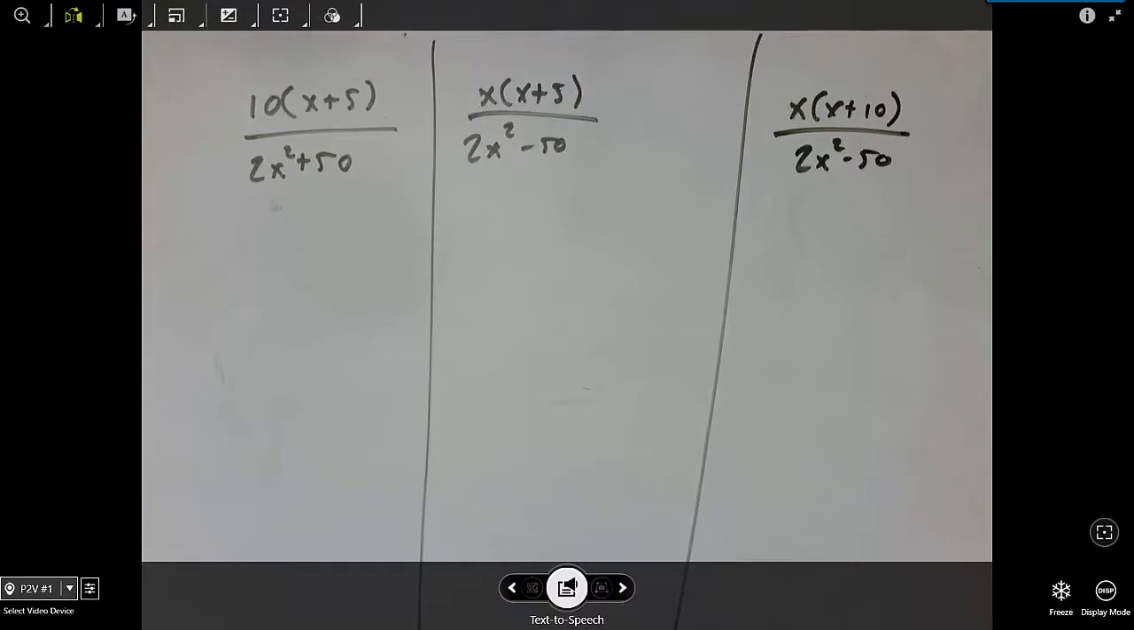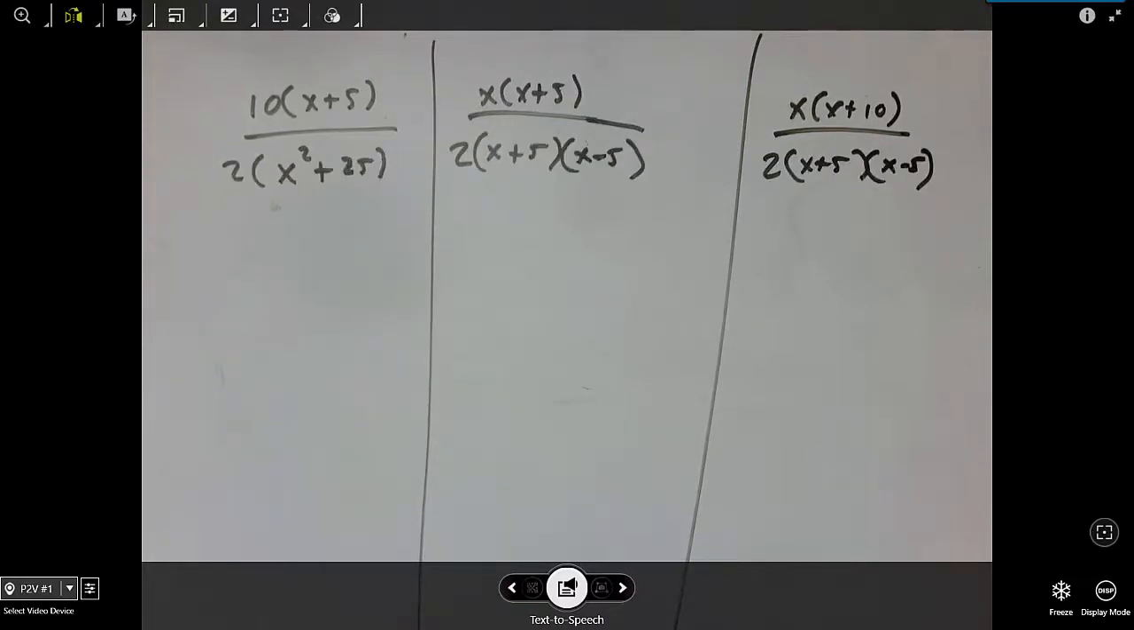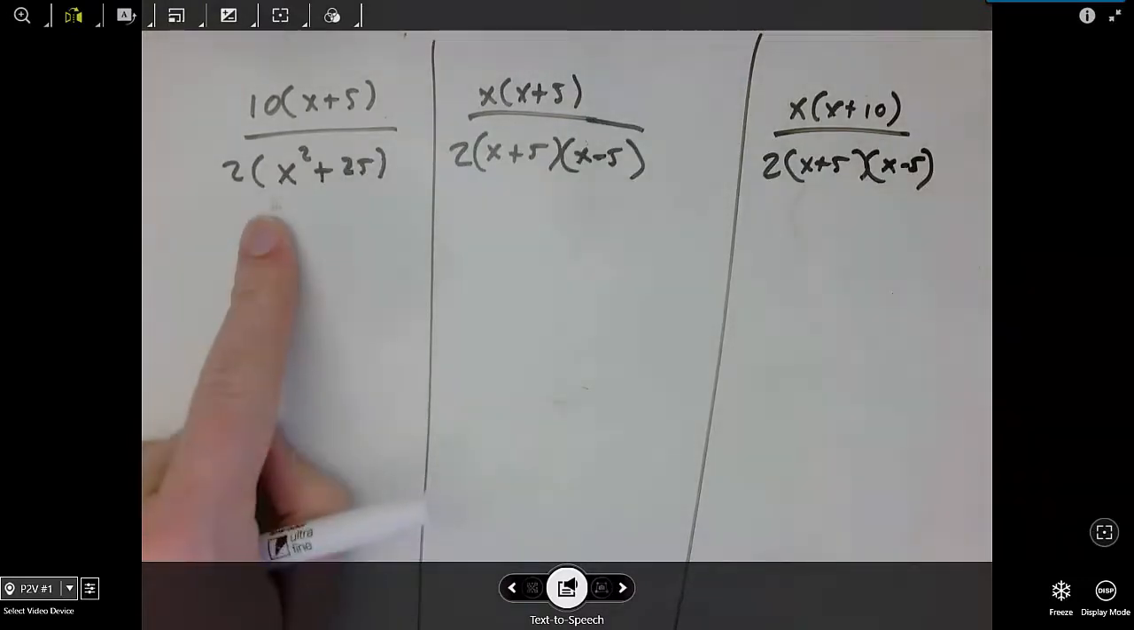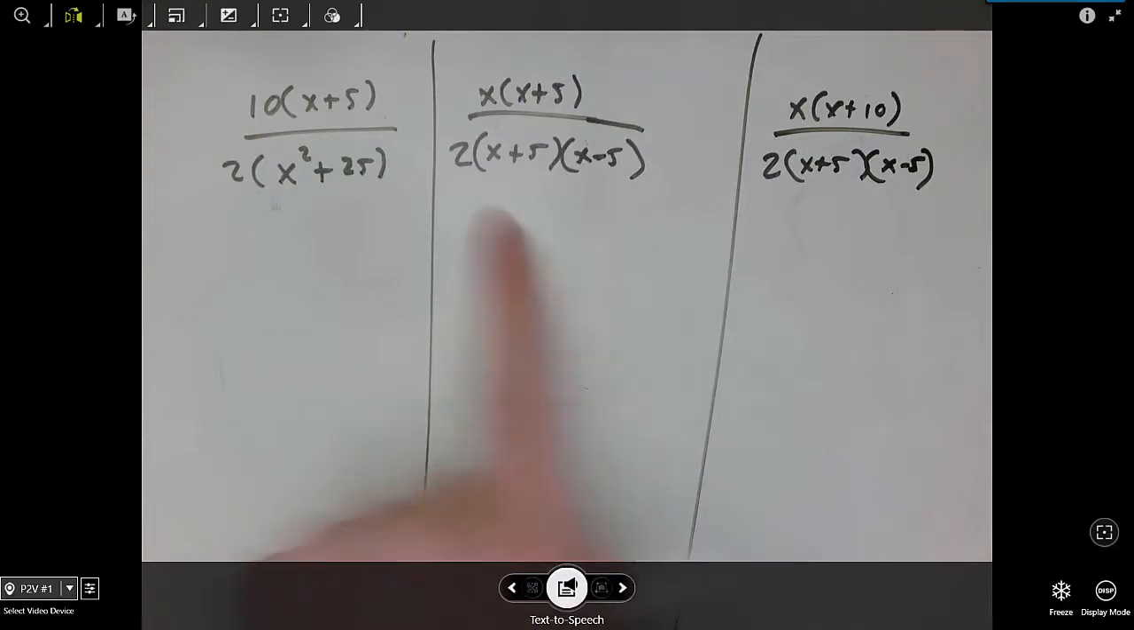So let's start by factoring. On the left-hand side here, the denominator doesn't factor over the reals, so you can't factor that anymore. On the right-hand side, you'd factor out a 2, and then it's a difference of squares, and so you get the same thing here. So why does that make a difference? Let's start with this middle one.